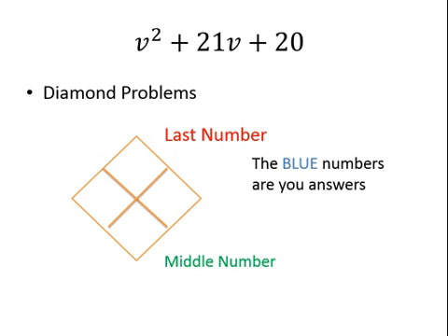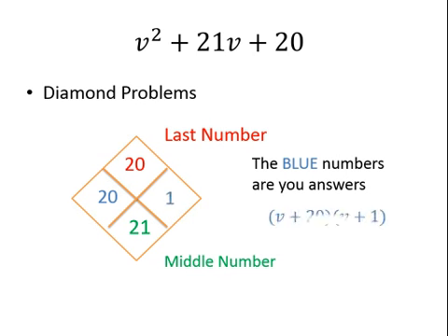Okay, so the last number ends up being 20, so our top number is 20, and our middle number is 21, so that goes on the bottom. So now we have to find what two numbers multiplied together get us 20 and added together get us 21. And those two numbers would be 20 and 1. Okay, and those would end up being our answers.